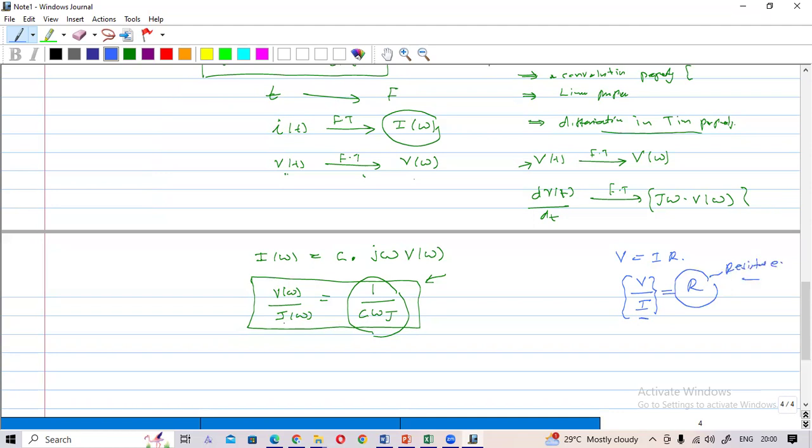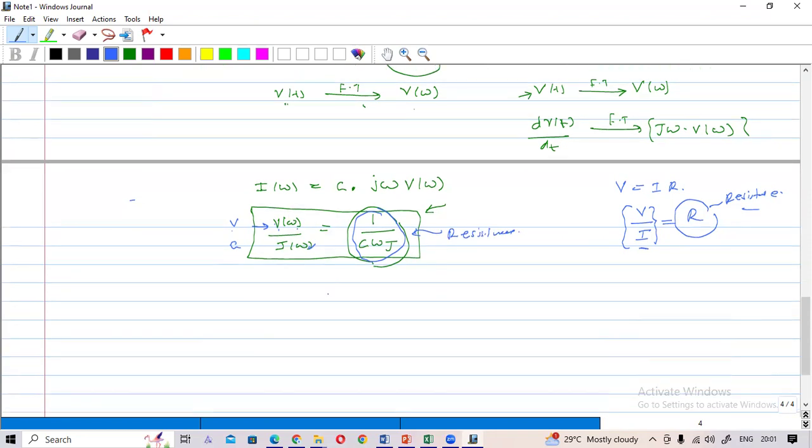Okay. So here also, you can see that V is in frequency domain, but it is still a voltage. Current is also in frequency domain, but it is still a current. So voltage divided by current, it will be a resistance, no? This will be a resistance. Okay. So what is this? The resistance means this is measured in ohms.